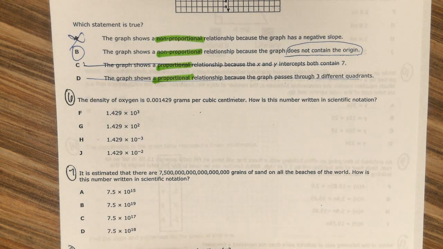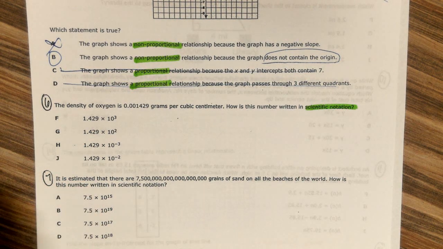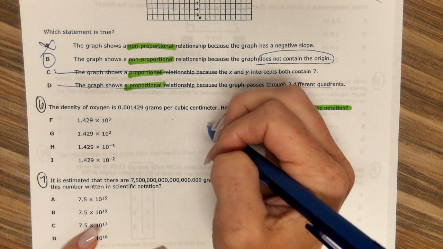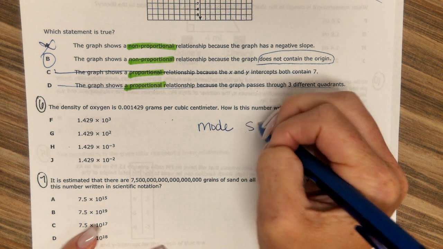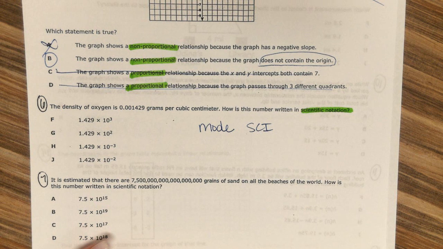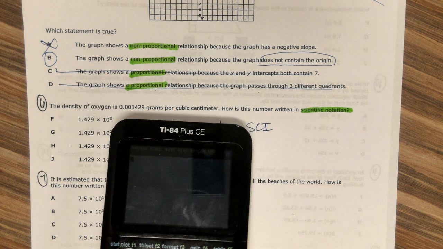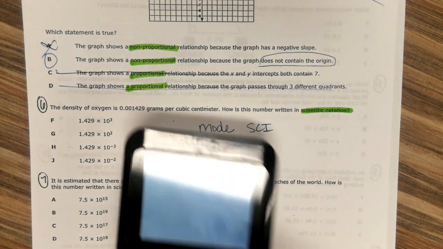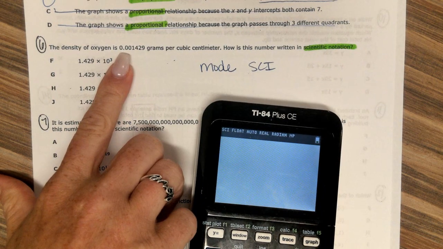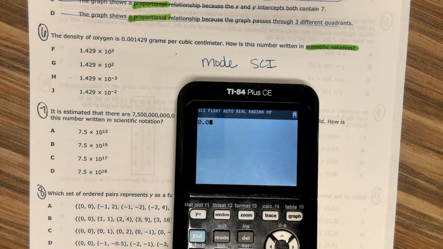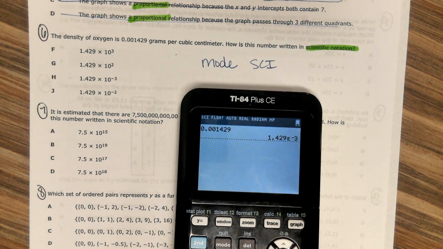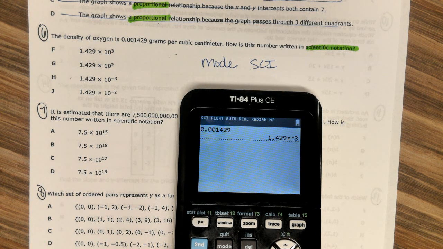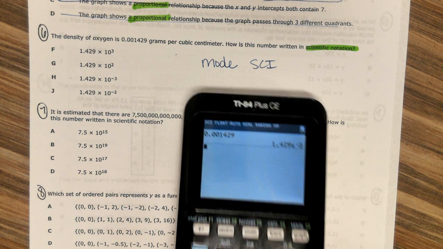Number 6. What is the clue word in this problem? Scientific notation. Where do we go in our calculator for scientific notation? Mode SCI. You might want to write it down if you don't remember that, because you get to use this on your test. So I'm going to go to mode. I'm going to change it to SCI. And then I'm simply going to type this number into my calculator. So 0.001429, and there's my answer. 1.429 times 10 to the negative 3.